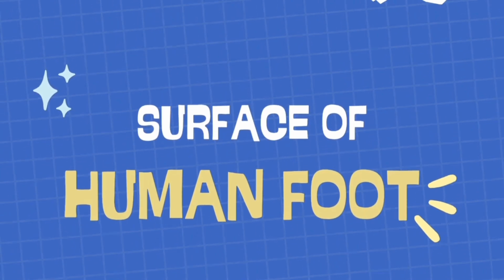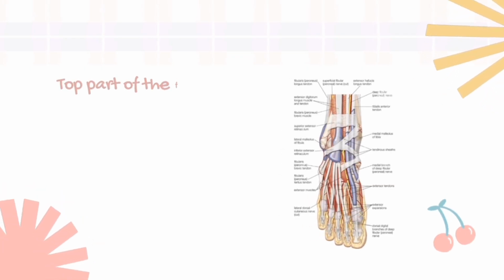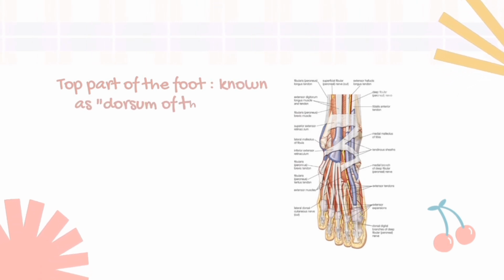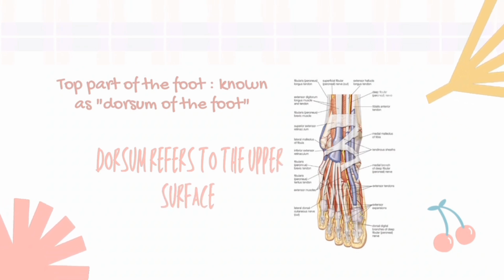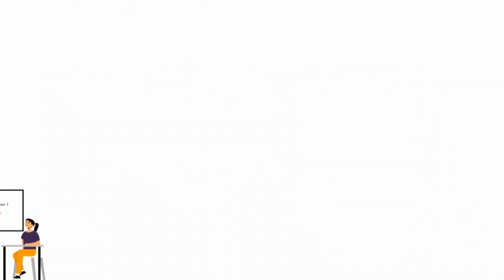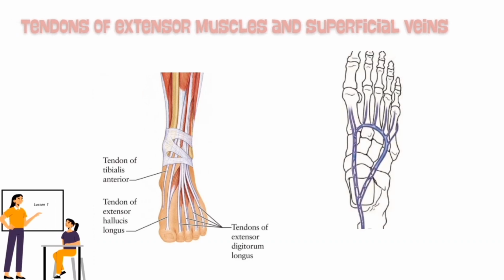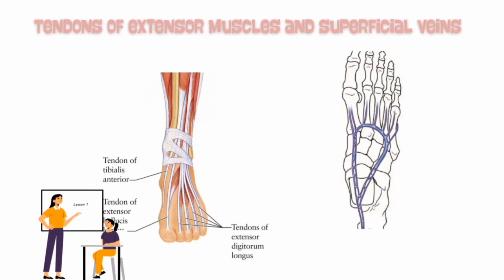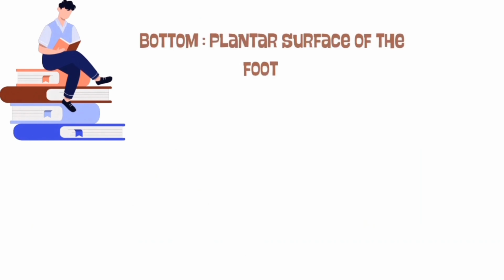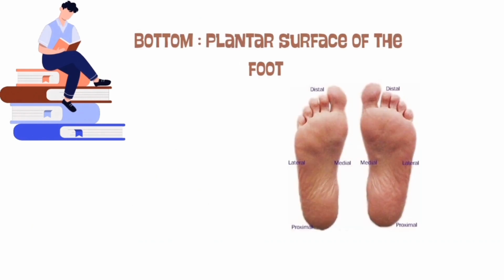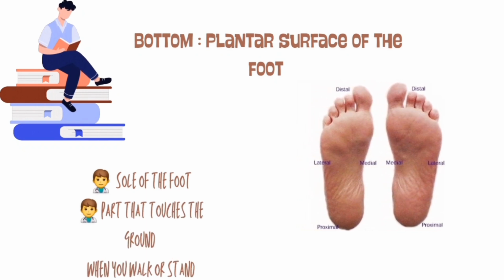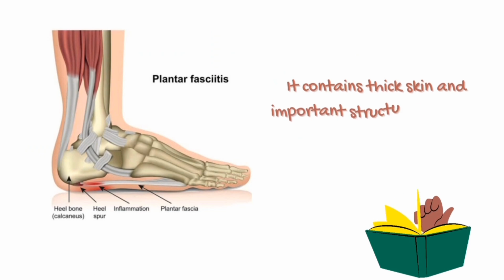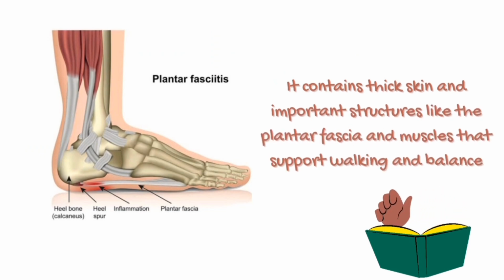Let's take a quick and simple look at the surface of the human foot using a diagram. First, let's start with the top part of the foot. This is known as the dorsum of the foot. The dorsum refers to the upper surface. This part is visible when you are standing and looking down at your foot. It includes structures like the tendons of extensor muscles and superficial veins. Now, let's go to the bottom. This is called the plantar surface. The plantar surface is the sole of the foot, the part that touches the ground when you walk or stand. It contains thick skin and important structures like the plantar fascia and muscles that support walking and balance.